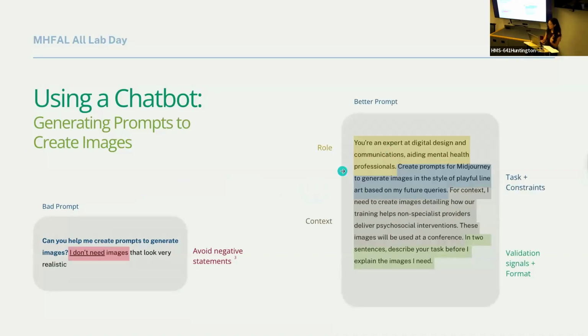So this is an example of a role, the task and constraints. So the task is to create prompts for Midjourney to generate X, Y, and Z. This is the context, what I'm using it for. And this is something I like to add on to my first prompt, which is a validation signal. So I always ask the conversational agent to confirm what I am asking it to do to make sure we are on the same page. So that's just personally what I like to do.